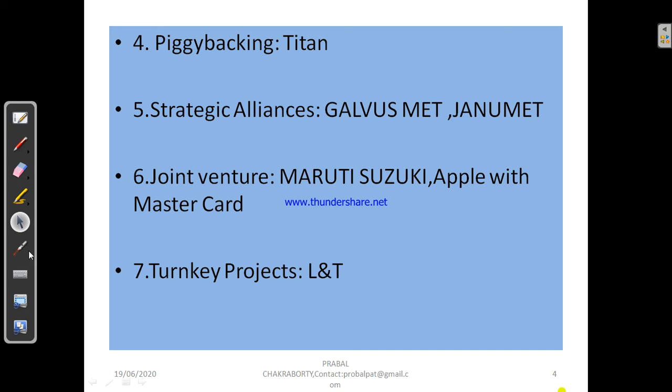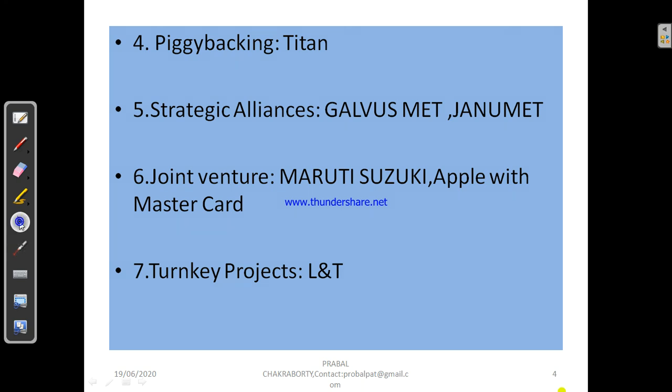And the next one is turnkey project. What do you mean by turnkey project? Turnkey project means when you are doing business in an overseas market, it is very difficult to grab orders and all these kinds of things. So some companies take orders and also provide orders to others, like Larsen and Toubro. They are doing a big kind of business in the world market, and because of this they are getting a very good amount of business.